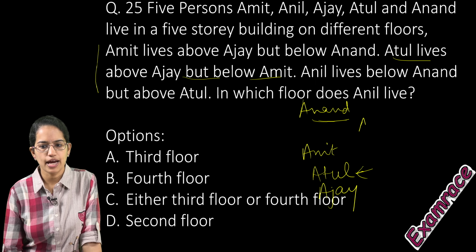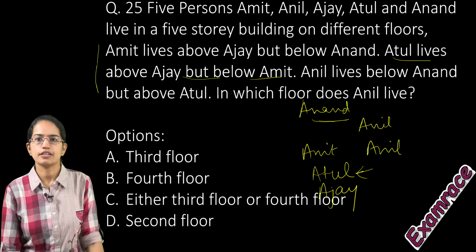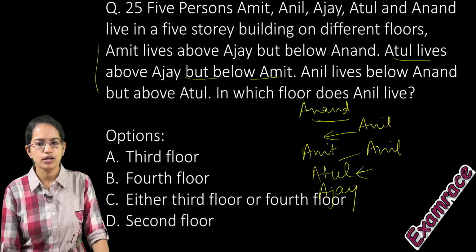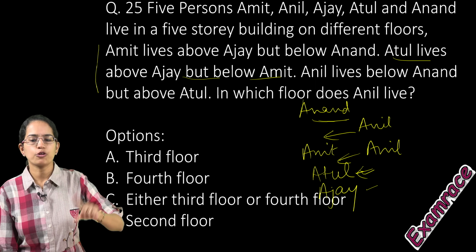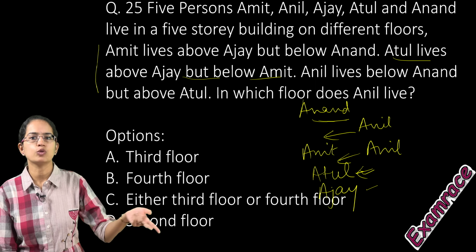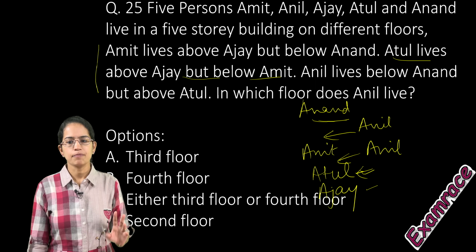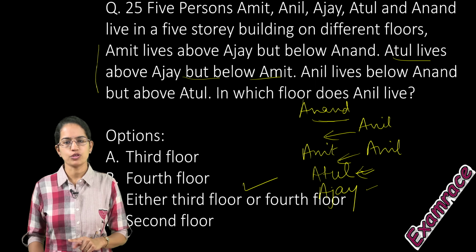So Anil could be either above Amit or below Amit. So there could be two locations of Anil, above Amit or below Amit. Now the lowest one, the first floor is Ajay, second floor is Atul. Third floor could be Anil or Amit, and same goes with the fourth floor. So third and fourth floor could be either Anil or Amit, and fifth floor is Anand for sure. So Anil lives on either the third floor or the fourth floor.